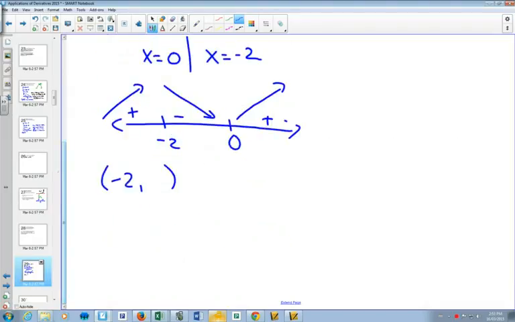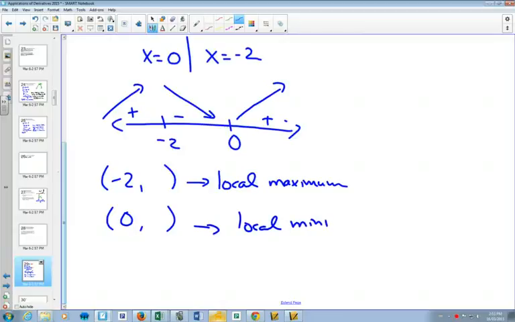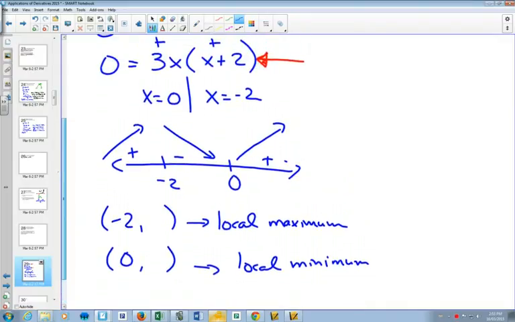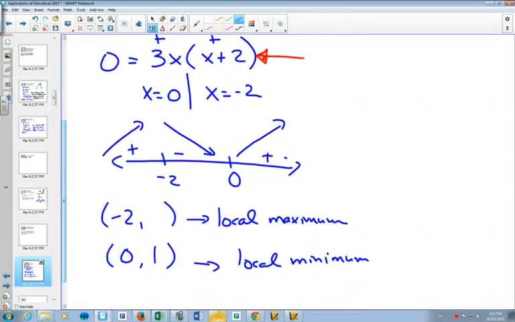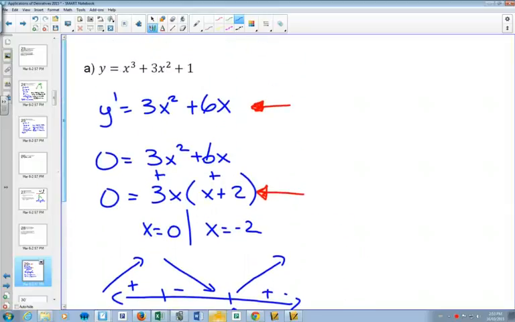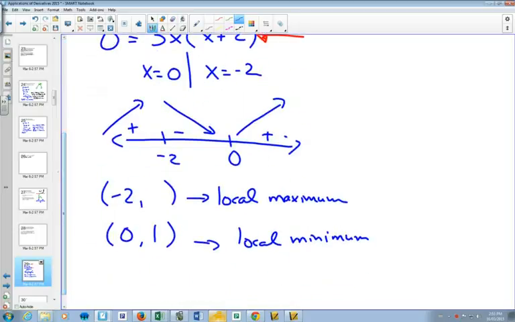So I like to put those points down and label them. This one is our local maximum, and this one is our local minimum. Now to find the y-coordinate that goes with those points, we'd have to plug it back into our original equation, because we're talking about actual points on our actual graph. So if I plug in 0, well, that one's easy. I get 1. If I plug in negative 2, negative 8 plus 12 is 4 plus 1 is 5. So now we also know exactly where those points are.